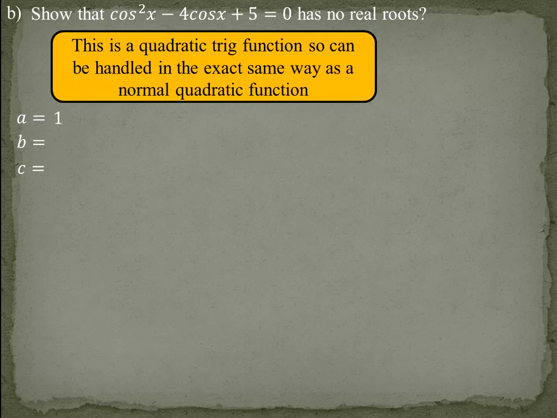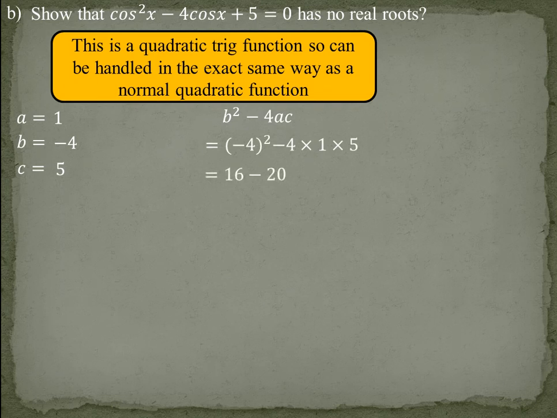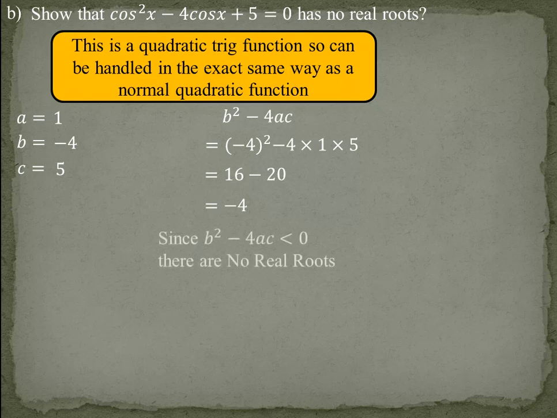a is 1. We don't take the cos x, that's part of the x, so we don't need to take it into a. b is simply minus 4 and c is 5. So we set up minus 4 squared minus 4 times 1 times 5. When we do that, we get minus 4. Since the discriminant for this trigonometric quadratic is always minus 4, therefore there are no real roots. So this cos squared x minus 4 cos x plus 5 would have no real roots.